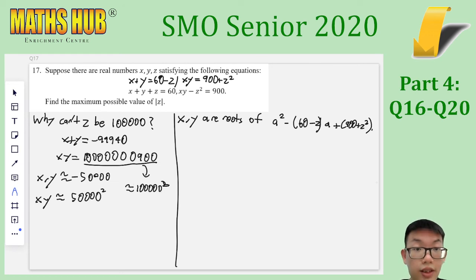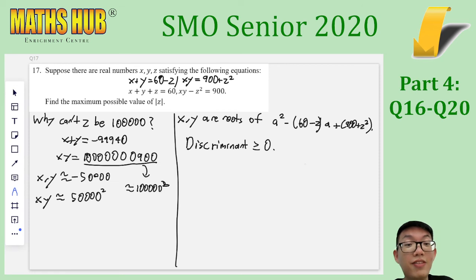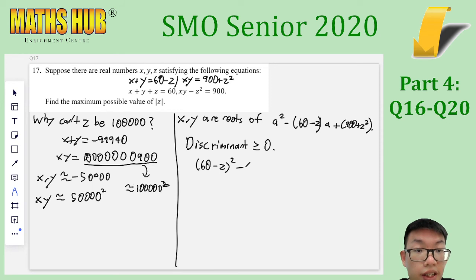And so, x and y are roots of this quadratic equation means that there are roots. So therefore, the discriminant must be greater than or equal to 0. So that gives us now an equation in terms of z. (60 minus z) squared minus 4 times (900 plus z squared) is greater than or equal to 0. We do a little bit of simplification and it would give us negative 120z minus 3z squared is greater than or equal to 0.